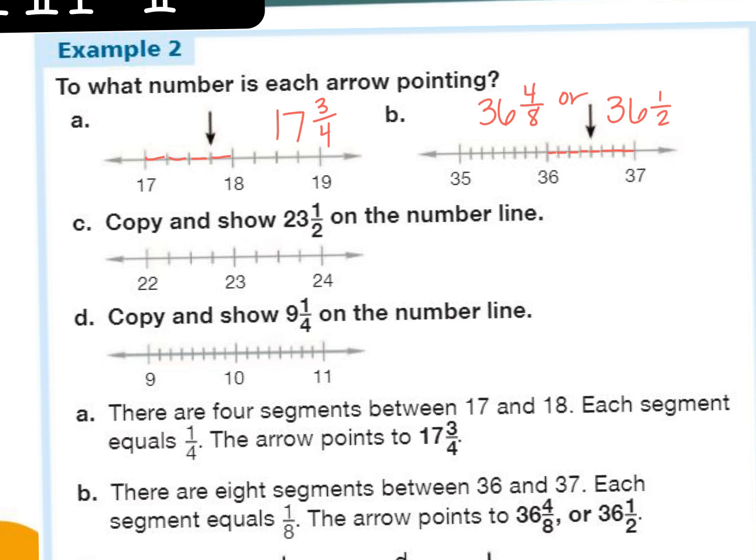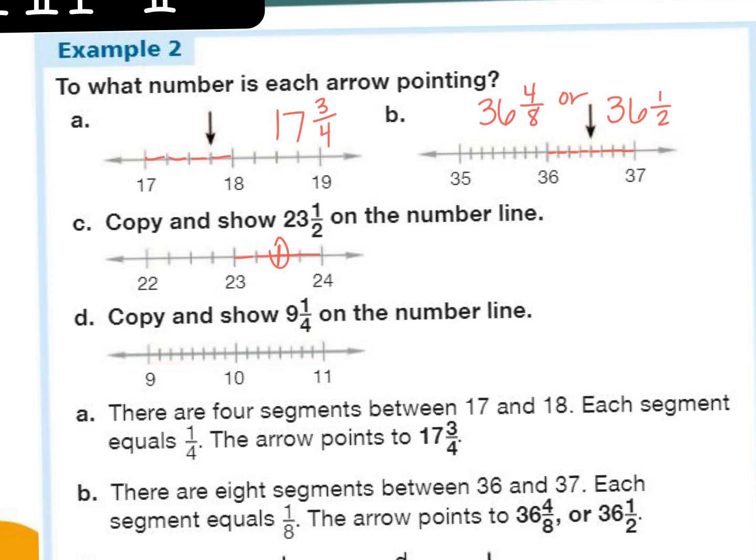Okay, copy and show 23 and a half on the number line. So I have a number line here. I want to show where 23 and a half would be. Will? It's in between 23 and 24 in the middle. It's going to be in between 23 and 24. So I have 1, 2, 3, 4 segments. So that means like right here. Yeah. Very good.